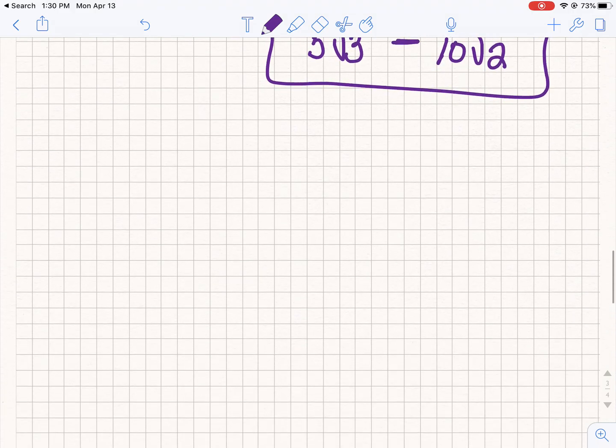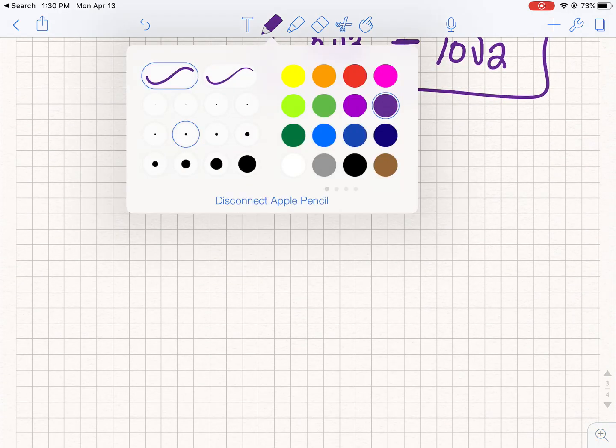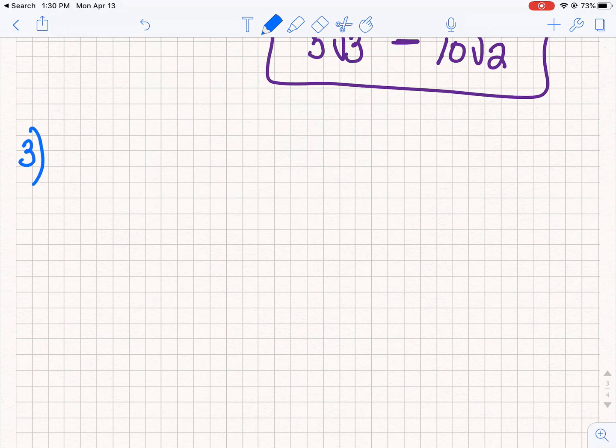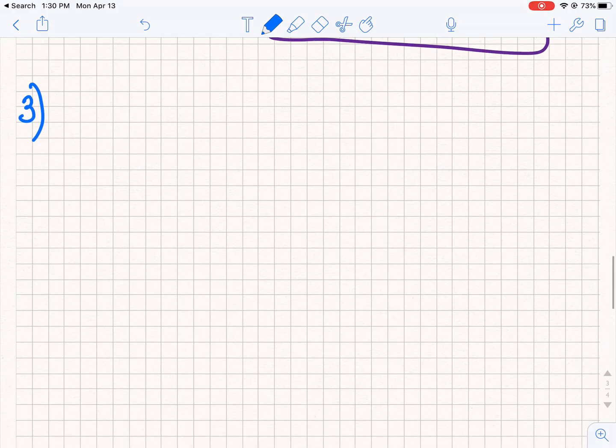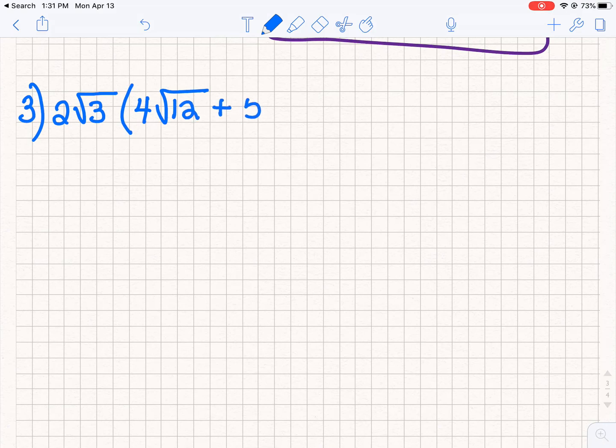Let's try one more. Now this is a challenge one, so I'm going to write it down, and then I want you to pause it and see how far you can get on your own. See if you can get to the final answer. If you get it wrong, you know you learned very well from your own mistakes. We've talked about that. So 2 root 3, parenthesis, 4 root 12, plus 5 root 6, close parenthesis. So pause the video here, see if you can get the right answer, at least close to the right answer.